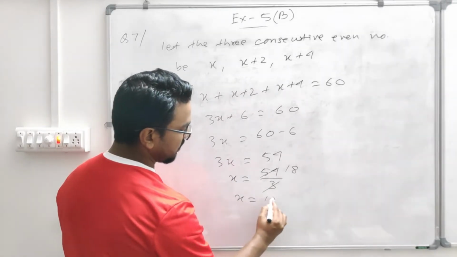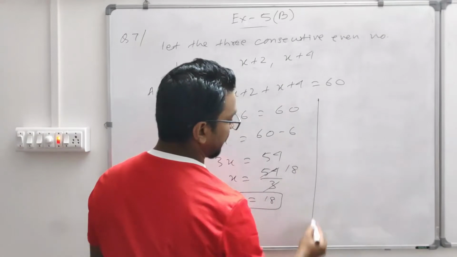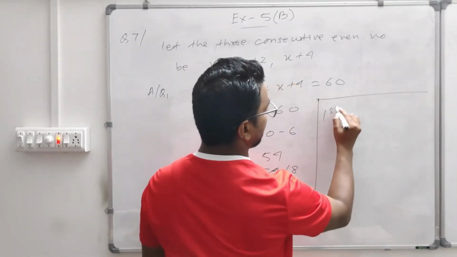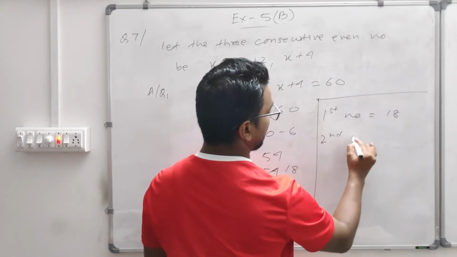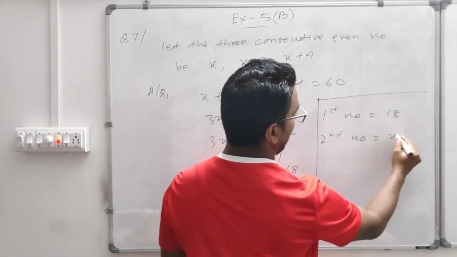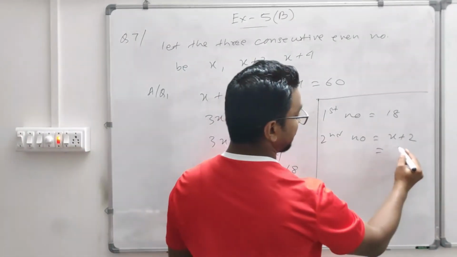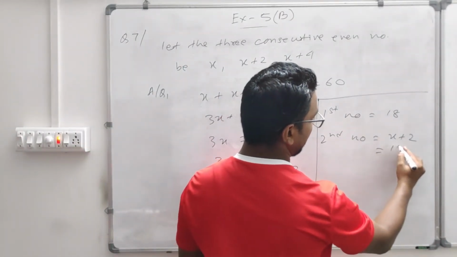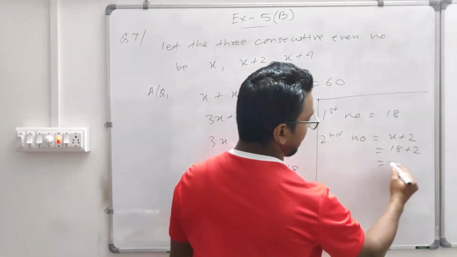So the value of x is 18. Okay. So what is the first number? First number is 18. What is the second number? Second number is x plus 2, right? So this will become 18 plus 2, because the value of x is 18. So we will get 20.